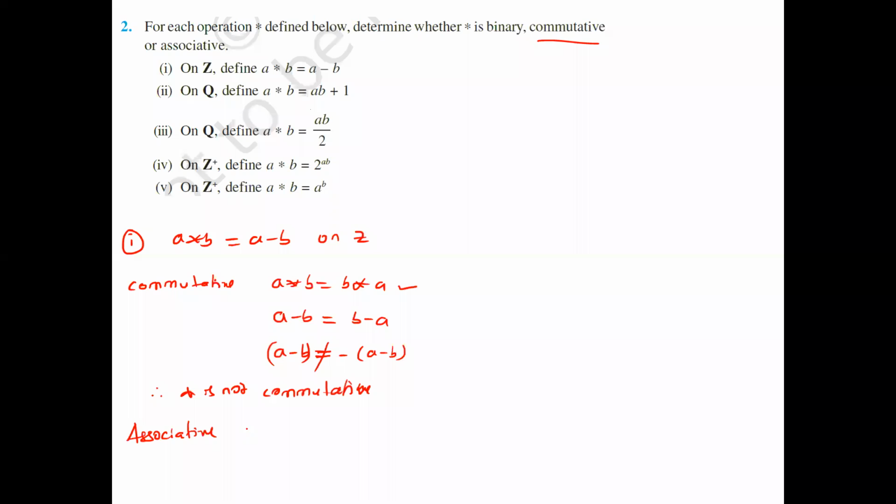What is the associative condition? A star B star C. First, we can write it like this: A star B star C. First, we'll put the bracket on the first two values, and here on the last two values. A star B means A minus B, star C. Here, A star, what is B star C? B minus C.